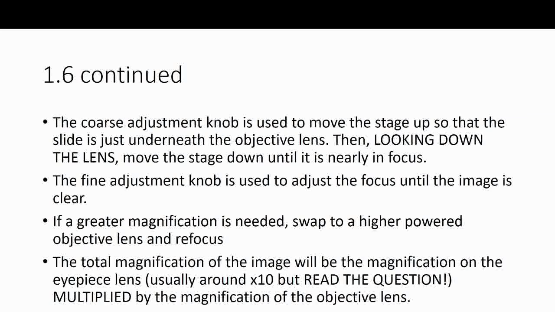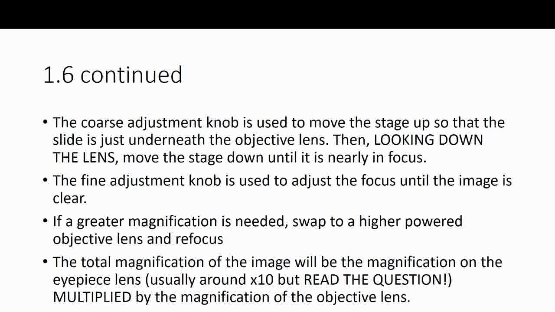The coarse adjustment knob is used to move the stage up so that the slide is just underneath the objective lens. Then, looking down the lens, move the stage down until it is nearly in focus. The fine adjustment knob is used to adjust the focus until the image is clear. If a greater magnification is needed, swap to a higher powered objective lens and refocus.